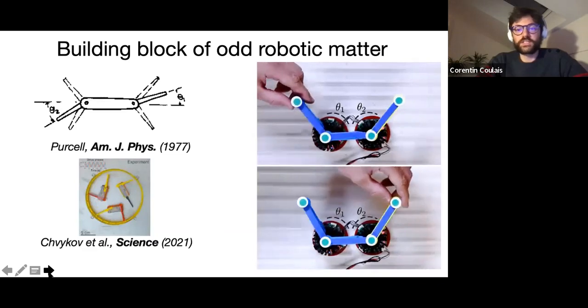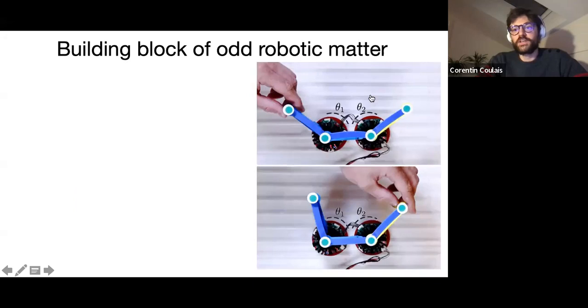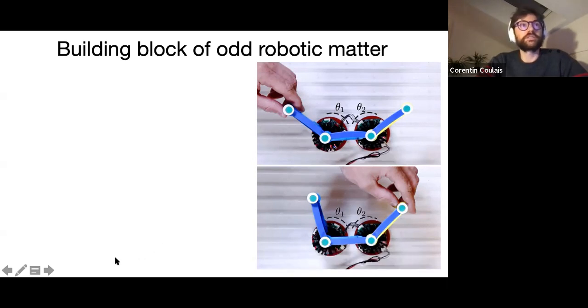I see a response that is opposite. So if I just maybe show it once, you see when I pull on the left arm, the right arm opens, but if I pull on the right arm, the left arm closes, right? So this is an odd response.